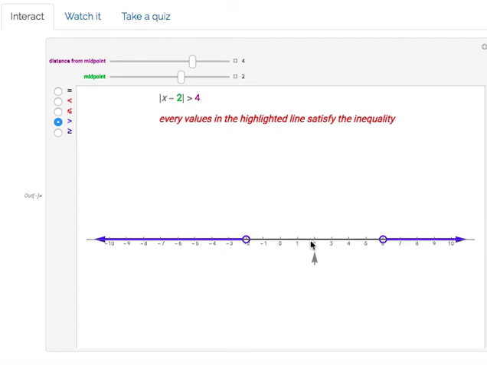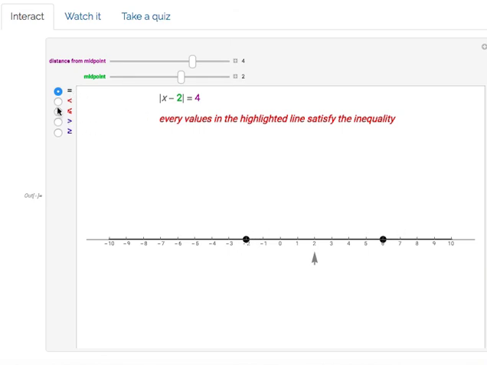So now the midpoint is moved. Here the inequality is greater than, and that's why you see the small hole. That means that point doesn't satisfy this inequality. Now the equal sign, you can see |x - 2| = 4. Only these 2 points satisfy it when it is equal.